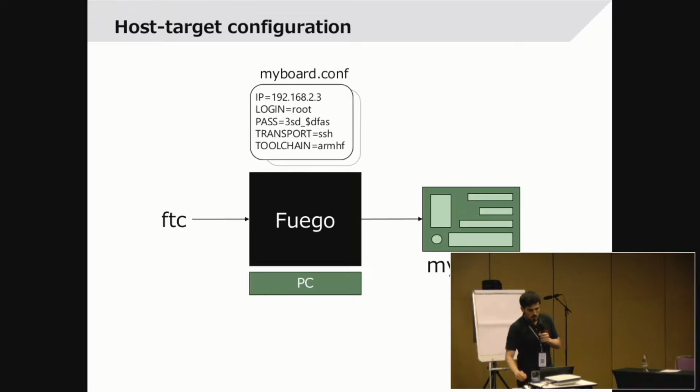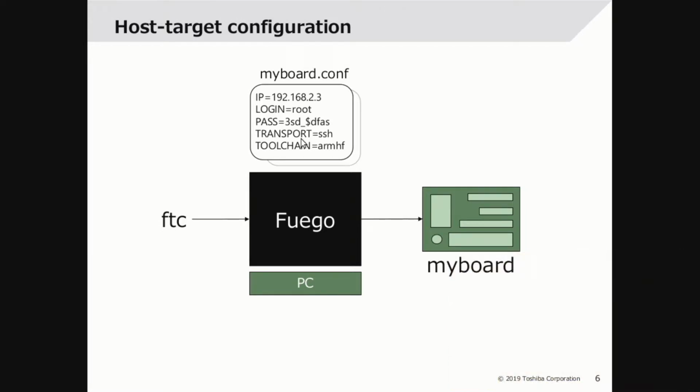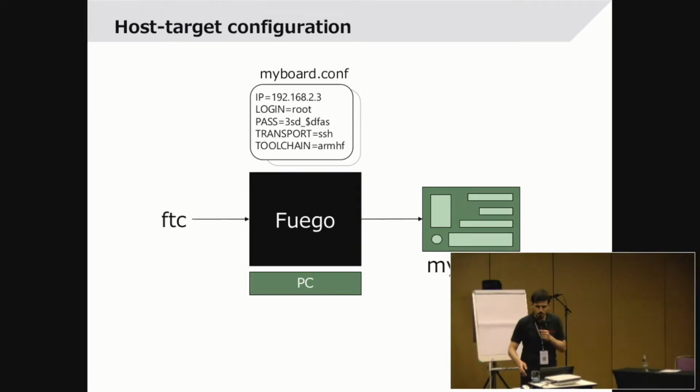First of all, Fuego can work in a host and target configuration. Basically, you have to create a board file where you input the IP address of your board, the login username, the password, or maybe an SSH key, and the transport, which can be, for example, SSH, but there are also others like serial, and the toolchain in case you want to build the tests, which is the most common case.